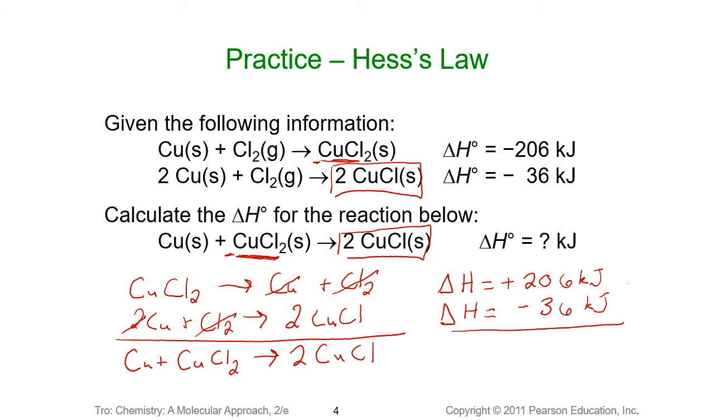To find the delta H, we add the delta H's together, and this is why the sign is so important. Our delta H is a positive 170 kilojoules. Because it's positive, that means this is an endothermic reaction. And we're going to have to put some energy into the reaction in order to make it occur.